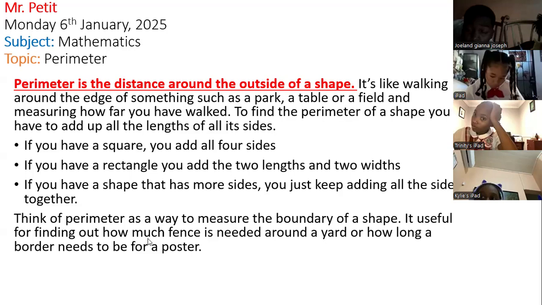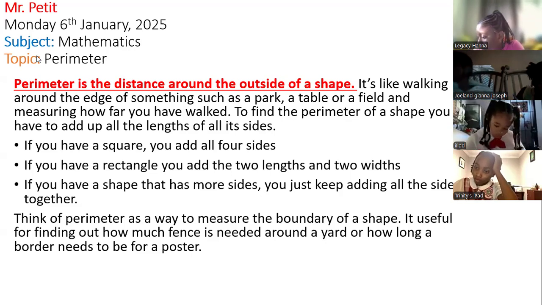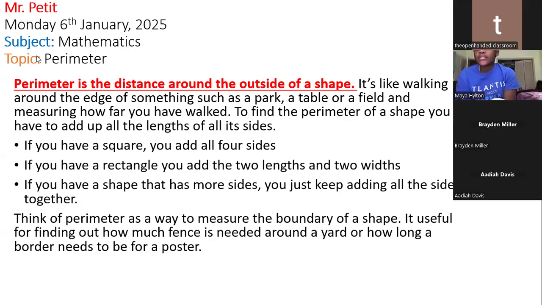Think of perimeter as a way to measure the boundary of a shape. It's useful for finding out how much fence is needed around a yard or how long a border needs to be for a poster. Very good.